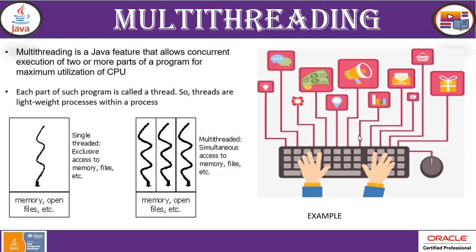Now let's see what is actually multi-threading. Multi-threading is a Java feature that allows concurrent execution of two or more parts of a program for maximum utilization of CPU. To understand it better, let's take a look at this picture, which explains an example of multi-threading.